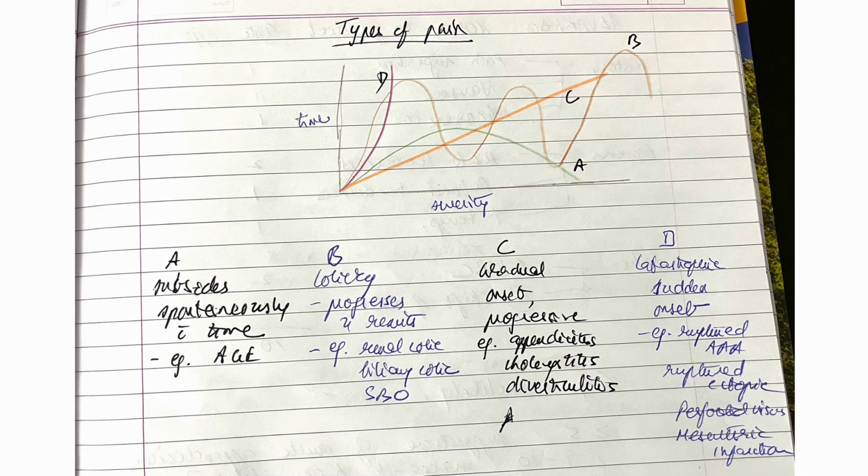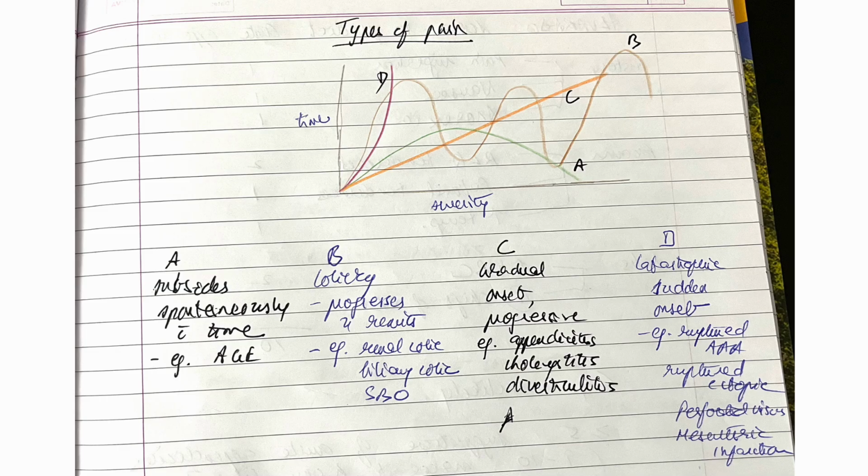The types of pain a patient can have in acute abdomen. If you notice the A curve, the green one, it starts, then it subsides spontaneously with time. Example, in acute gastroenteritis. B curve, it is a colicky pain, comes and goes, progresses, remits, and then it can get worse. Example in renal colic, biliary colic, and small bowel obstruction.